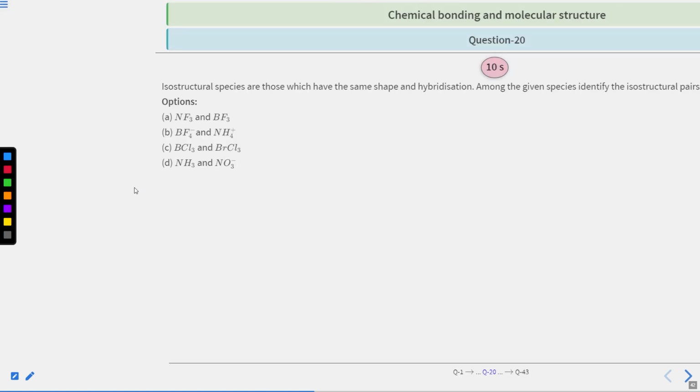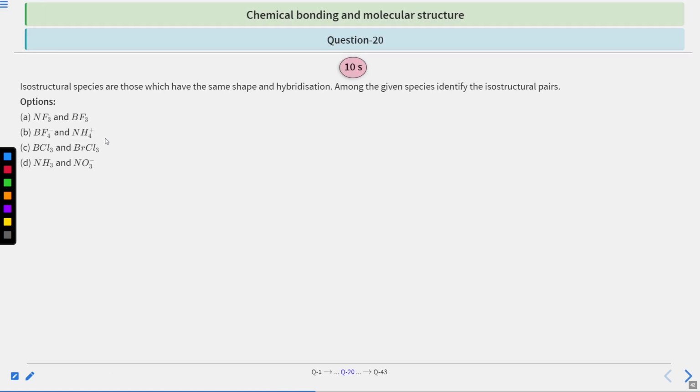Let's move on to the next question, that is question number 20. Isostructural species are those which have same shape and hybridization. Among the given species, identify the isostructural pairs. So options are NF3 and BF3, BF4 minus and NH4 plus, BCl3 and BrCl3, and NH3 and NO3 minus. You have 10 seconds to solve this question. After that, we will see the answer.